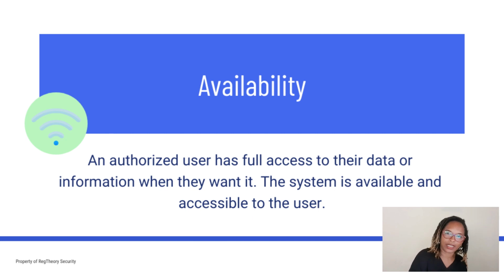Availability is the second core principle. Simply put, availability is the ability for you to have access to whatever is of value to you, whether that be your money, your data, or any other pertinent information that you should be able to access at any point in time, any day, any hour. An authorized user has full access to their data or information when they want it. The system is available and accessible to the user at all times.